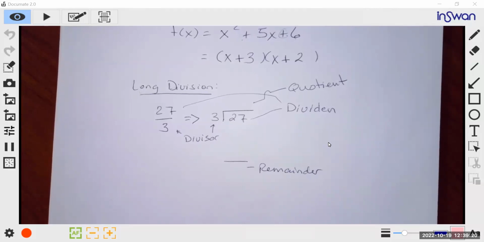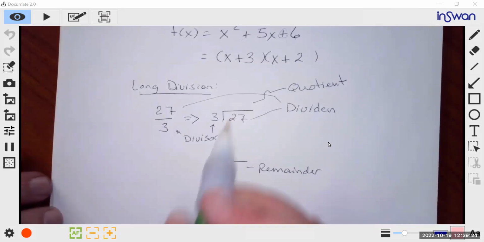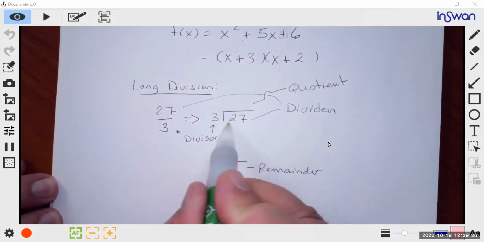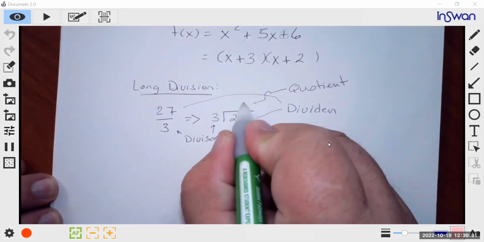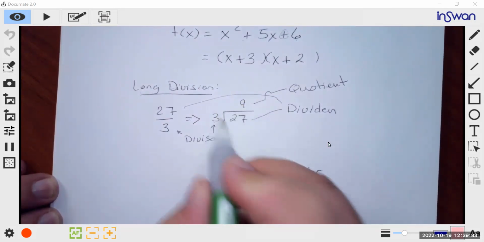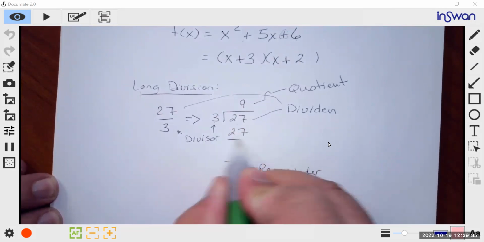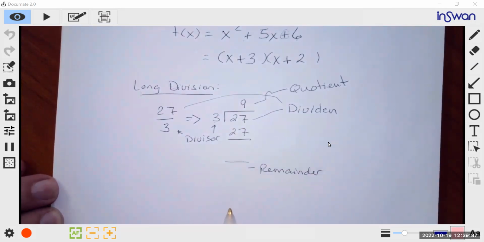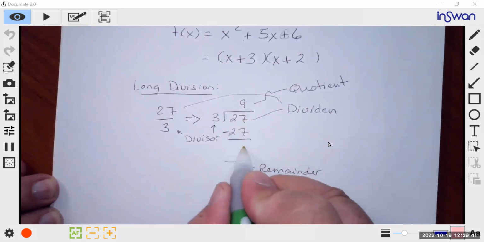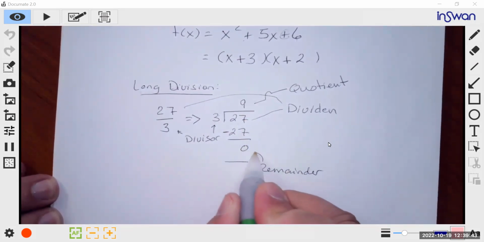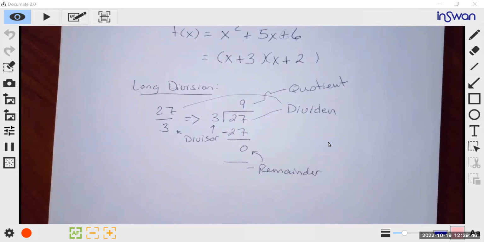And when we put them together, we're gonna figure out if it works or not, if it's a good factor or not. So let's look at this. How many times does 3 go into 27? Let's try. So if we put in 9 times 3 is 27. What do we do next? We subtract. 27 minus 27 is 0. That's your remainder. It works the same way with polynomials.